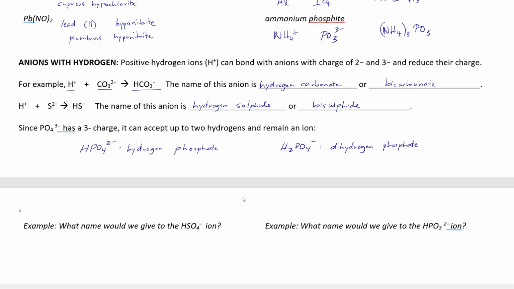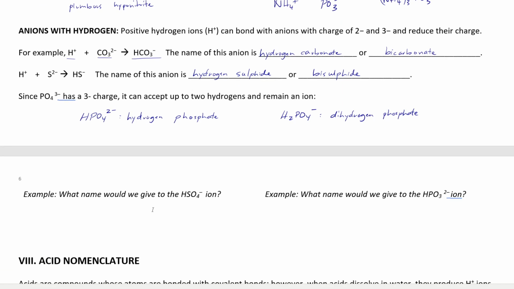So looking at the next section here, it says, what name would we give to the HSO4 minus ion? Well, it's sulfate plus a hydrogen, so we would say hydrogen sulfate. And we could call that one also bisulfate, so either of those two. And HPO3 2 negative, well, PO3 is phosphite. So with a hydrogen, we would say hydrogen phosphite, and that would be the name of that ion.